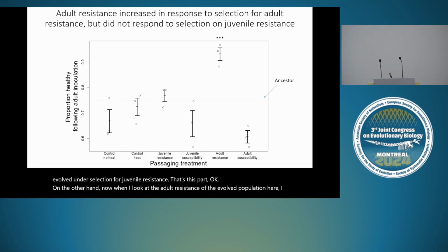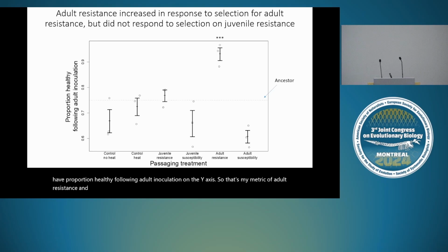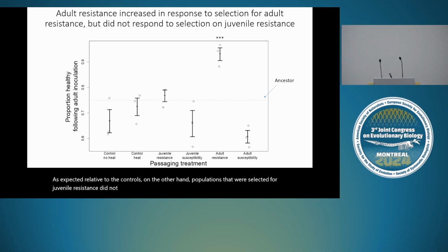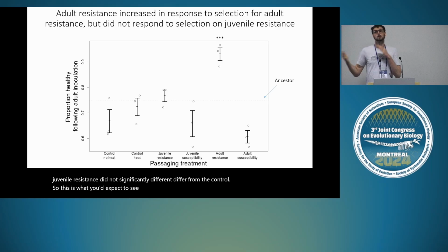Okay, on the other hand, now when I look at the adult resistance of the evolved population, here I have proportion healthy following adult inoculation on the y-axis, so that's my metric of adult resistance. And then the controls on the left, and here you see that the populations that were under selection for adult resistance evolved significantly higher adult resistance as expected relative to the controls. On the other hand, populations that were selected for juvenile resistance did not significantly differ from the control. So this is what you'd expect to see if juvenile and adult resistance can evolve independently.